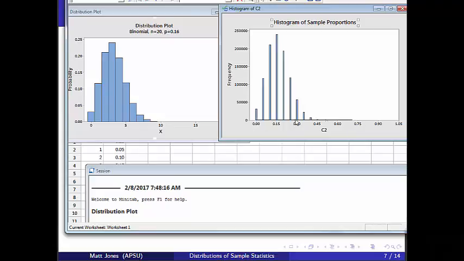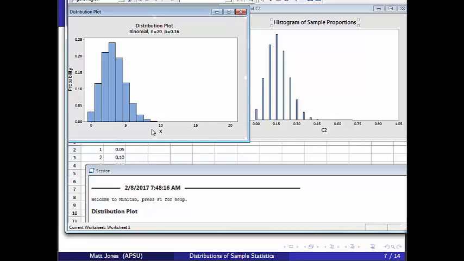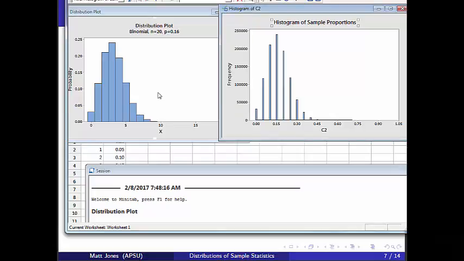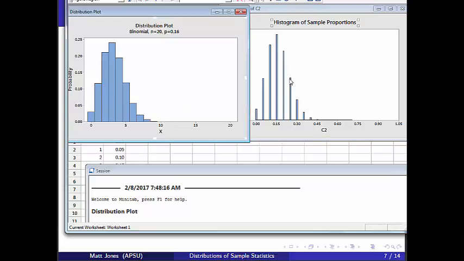Also, note that down here, these are sample proportions. All these values down here are exactly the values over here, just divided by 20, right? So if I take 20 divided by 20, then I get 1, which is way over here. These plots are essentially the same, except for the scaling. And that's exactly what I want you to see.